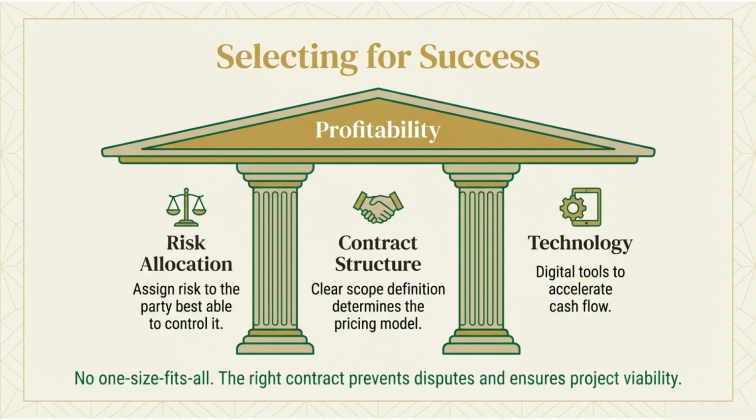Pillar 3. Technology. Digital tools to accelerate cash flow. Automated invoicing, digital lien waivers, real-time dashboards. Use them. The faster money moves, the healthier your project. The foundation. Profitability. Everything rests on this. If the project isn't profitable, it doesn't matter how well you allocated risk or how fancy your technology is.